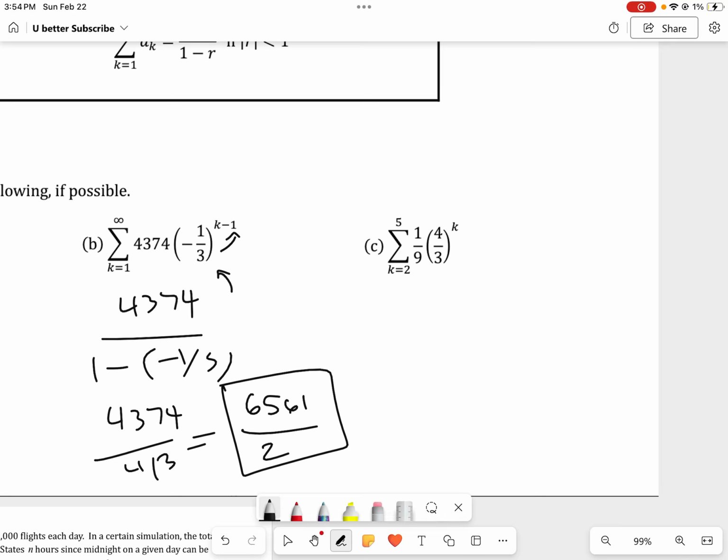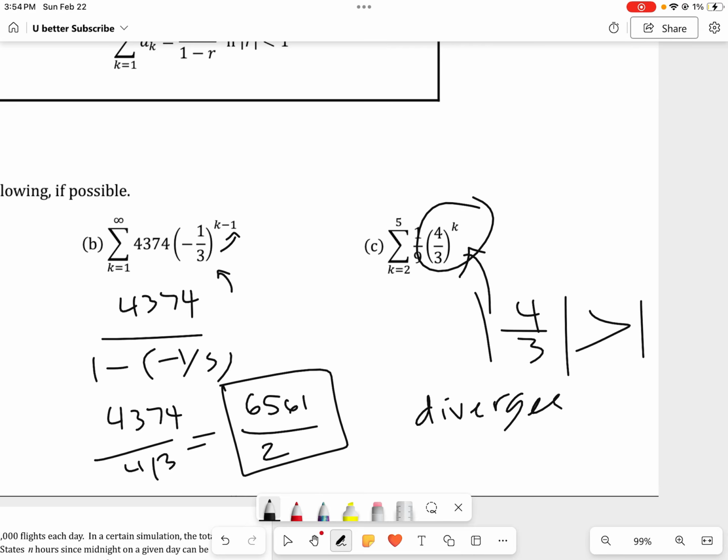This one, okay, let's see here. Yeah, that's geometric, but look at that, 4 over 3. The absolute value of that is greater than 1, so it diverges. Can't really do anything with that.